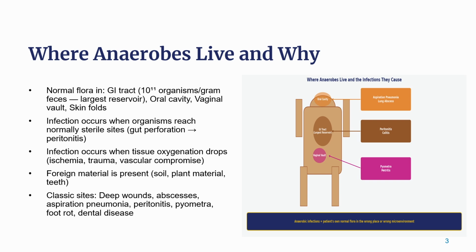A dog that aspirates after anesthesia: stomach contents enter the lung, the anaerobes from the oral cavity and stomach go with them, and the resulting aspiration pneumonia has a significant anaerobic component. A mare with a retained placenta: the uterus becomes hypoxic and contaminated, and the normal vaginal anaerobes bloom into a severe metritis. It's not exotic organisms causing these diseases. It's your patient's own flora in the wrong place.